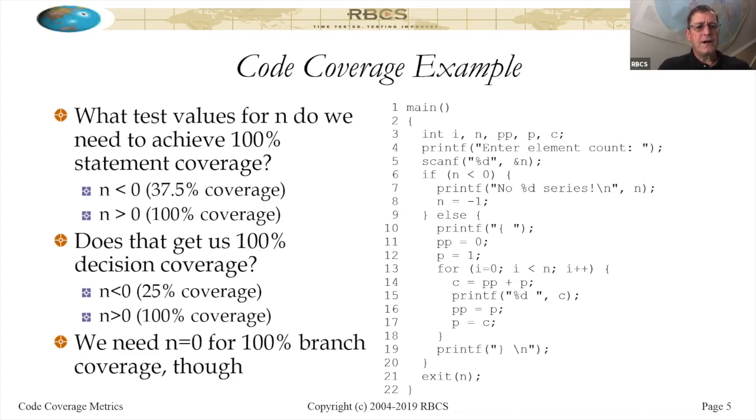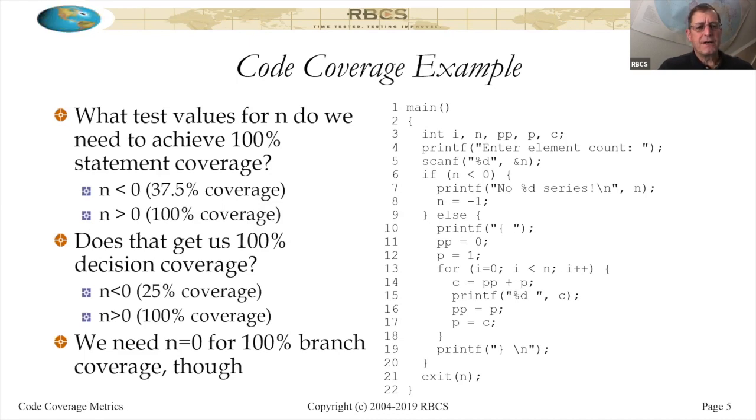Okay, so if we want to get 100% statement coverage, so you remember statement coverage, as I said, every executable statement is executed at least once. Now, by my count, there are 16 executable statements in this program. I wasn't really too precise about that, so there could be some wobblers there, but let's just assume it's 16. So if I test with, say, -7, so n less than 0, that's going to get me 37.5% coverage. It will not give me all 16 because it only does the part of the if statement associated with lines 6, 7, and 8. It doesn't do the part of the if statement associated with lines 9 through 20.